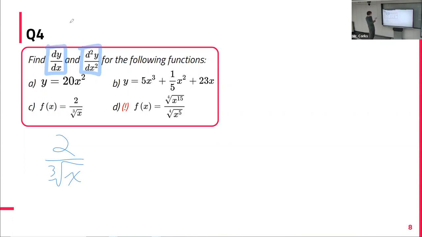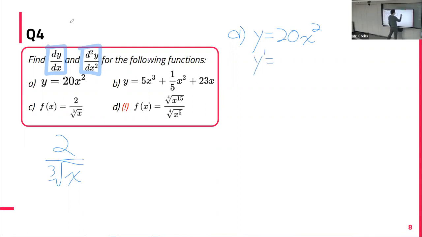Okay, let's talk about A and B first, and then I'll give you some more time to work. You might not be finished all of them, but A and B, definitely we should be finished by now. So our original function, y is equal to 20x squared. Let's just step back here. This first one, dy over dx, what does that mean? Derivative, first derivative. d squared y over dx squared, second derivative. Okay, so we have to remember what those symbols mean there.